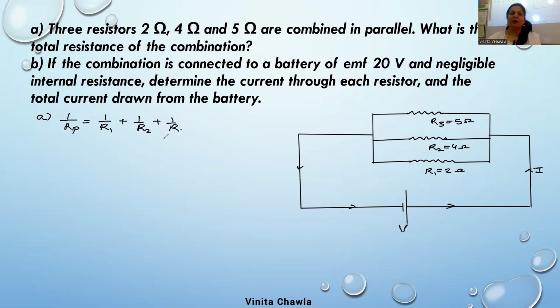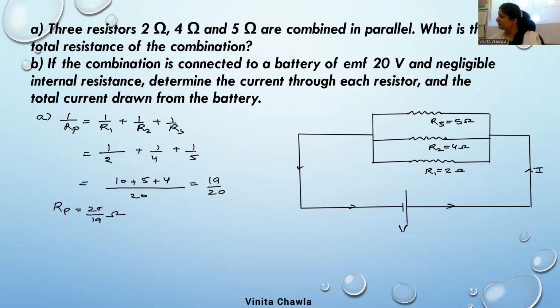Now we put the values here. R1 is 2, R2 is 4, and R3 is 5. Take the LCM, which will be 20. So it's 10 plus 5 plus 4. It's 19 by 20 that we are getting. So RP is 20 by 19. 20 by 19 is 1.0526.